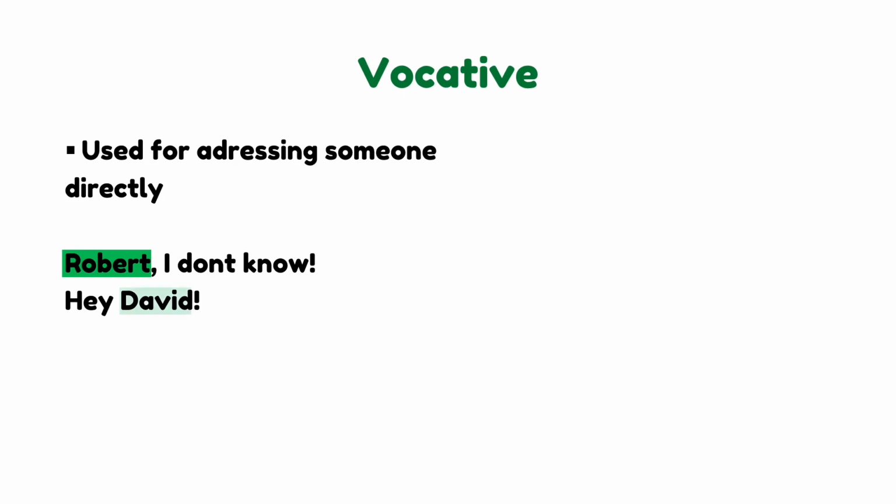Hey, David. David is in the vocative case, and let's eat, grandma. Grandma is in the vocative case. You can see a clear example of the vocative comma in English here, because if you remove that comma in the last sentence, it would be weird. Let's eat grandma. It will mean that we're gonna eat grandma, right?